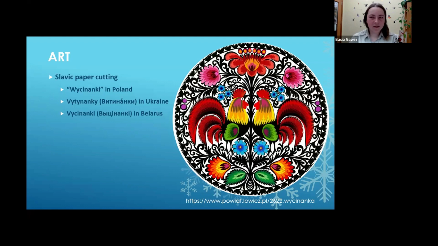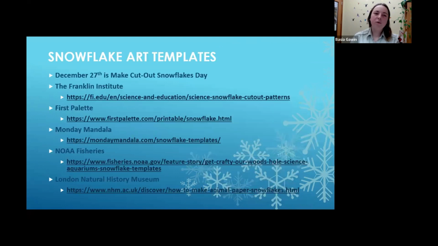So there's a lot of good resources out there if you've never cut out a snowflake or you don't know where to start. If you Google like snowflake template, a lot of times I'll throw animal in there. So like animal snowflake template, there's a lot that you can just print out. They'll give you instructions. And December 27th is Make Cutout Snowflakes Day. So we missed it by a little bit, but we can always practice for next year.